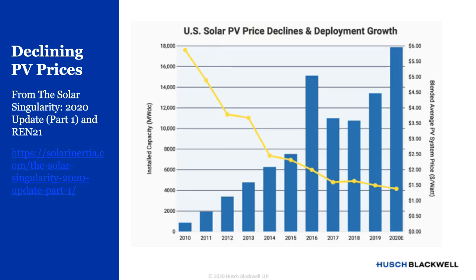Same information here, but on the PV side. What you can tell here, the bars represent the average installed capacity year over year, while the yellow line shows PV prices. And prices are going down, and installed capacity is going way, way up, even when you consider what the 2020 estimates are going to be here in the United States.